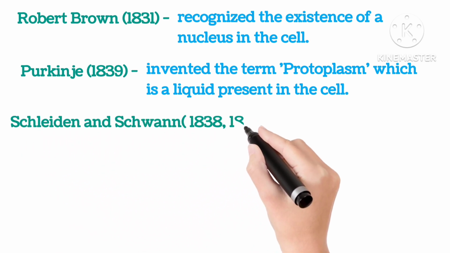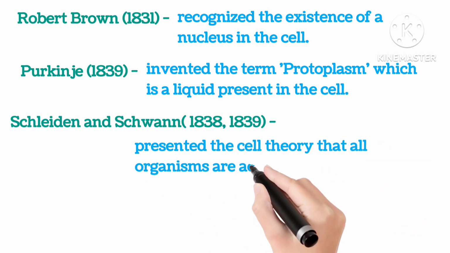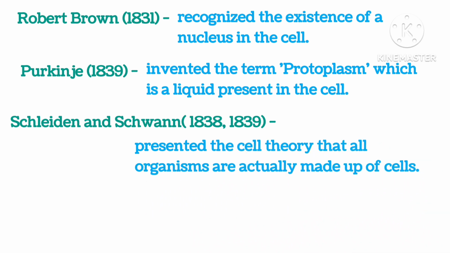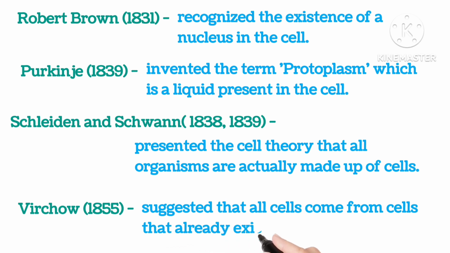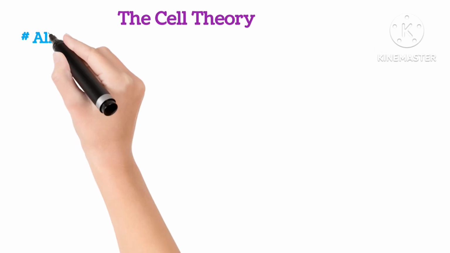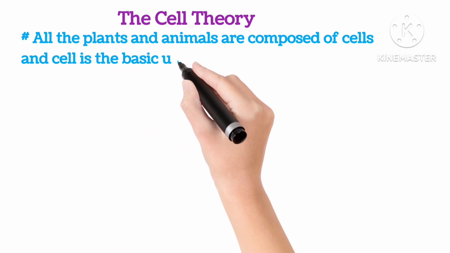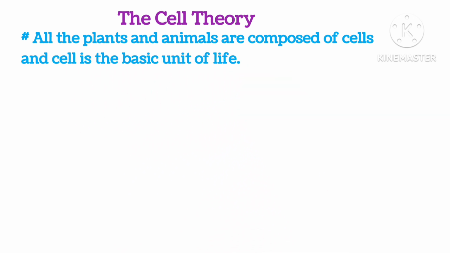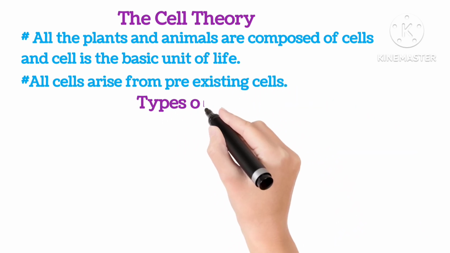Schleiden and Schwann in 1838 and 1839 presented the cell theory that all organisms are actually made up of cells. Virchow in 1855 suggested that all cells come from the cells that already exist in nature. The cell theory. According to cell theory, all the plants and animals are composed of cells, and cell is the basic unit of life. All cells arise from pre-existing cells.